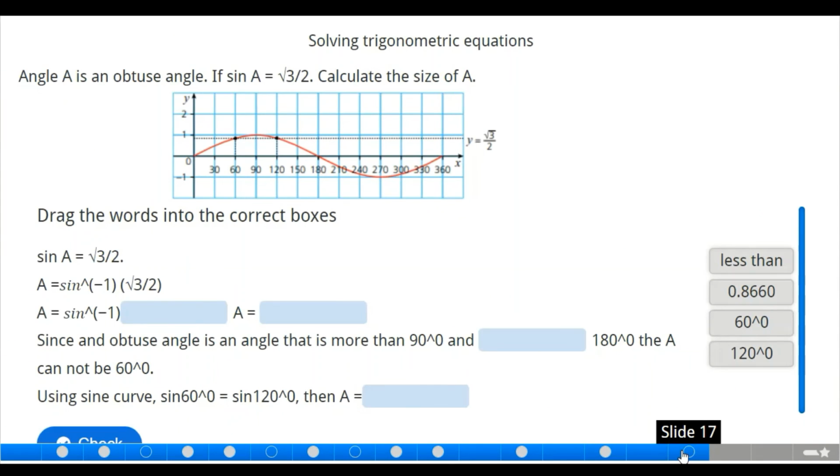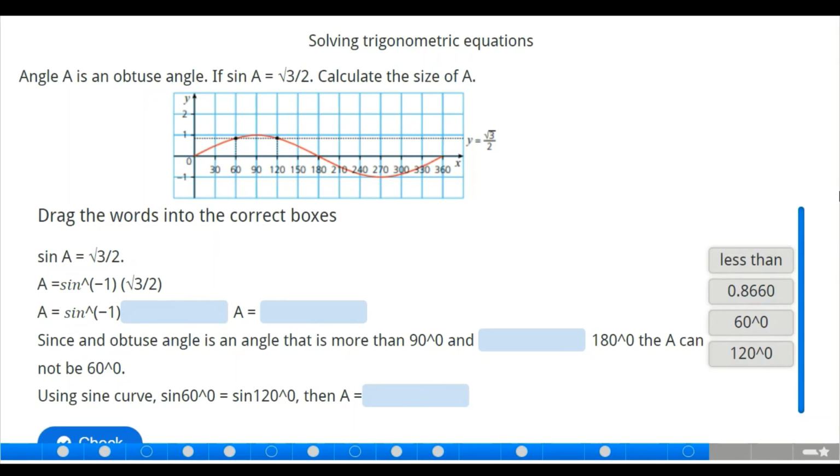Okay, now we want to look at solving trigonometric equations. The very first thing we're looking at is an activity which says that angle A is an obtuse angle. If sine A equals root 3 over 2, we should calculate the size of A. First and foremost, what is an obtuse angle? An obtuse angle is an angle that is more than 90 degrees and less than 180 degrees. So the solution we get here must not be less than 90 degrees and must not be greater than 180 degrees.